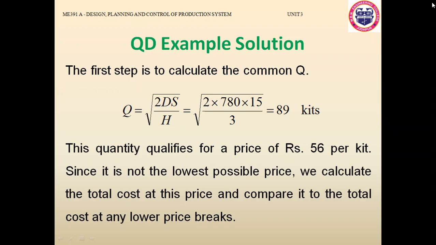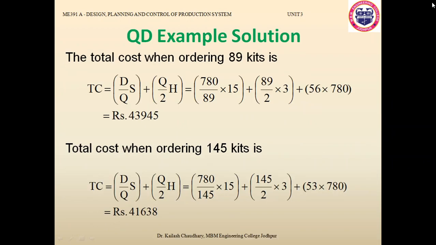So we calculate the total cost at this price and compare it with the total cost at any lower price breaks. If it is the lowest price, then this is the final answer. If you have a lower price also in the question, then you should calculate the quantity as per that price also. So first we calculate the quantity, and we get that the price for this quantity is 56. As per this, we calculate the total cost. So for 89 kits and unit price 56, we calculate the total cost.